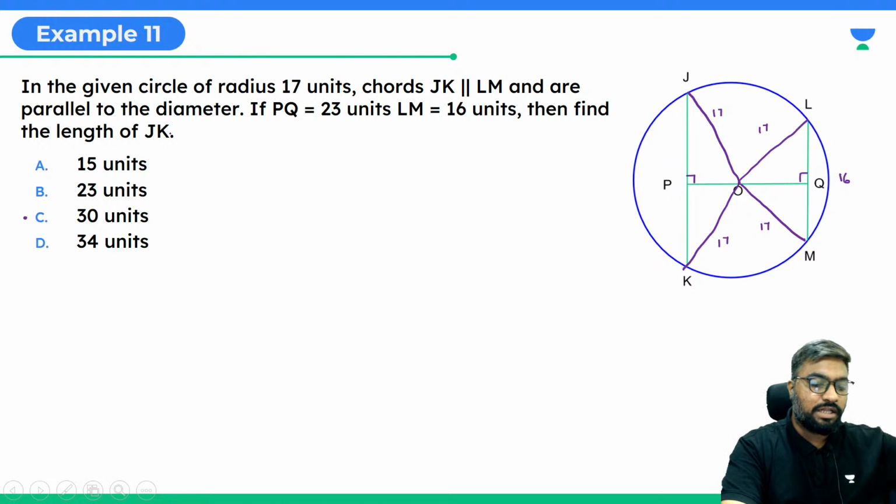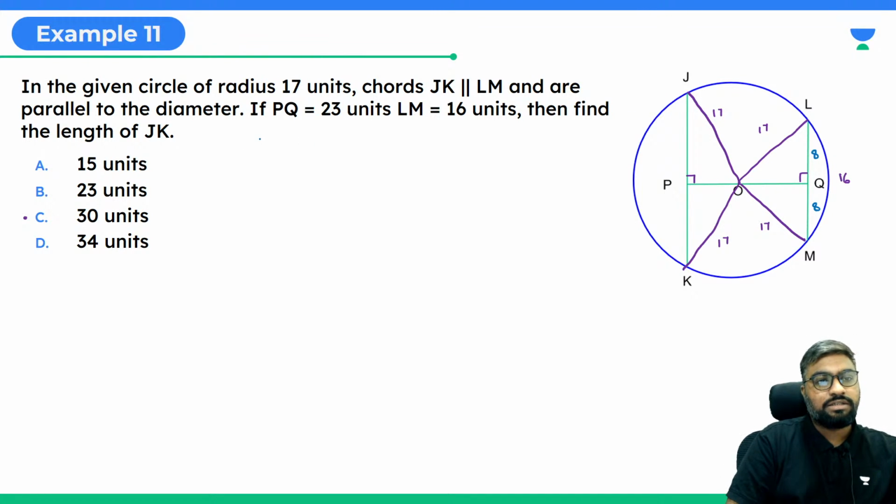Yes, we need to find out the length of JK. Okay, so where do we start from here, guys? Where do we start? Look at this. This LQ, and since OQ is perpendicular to LM, can we say this will also be a bisector, 8 and 8? So 8, 17, so OQ will be how much?